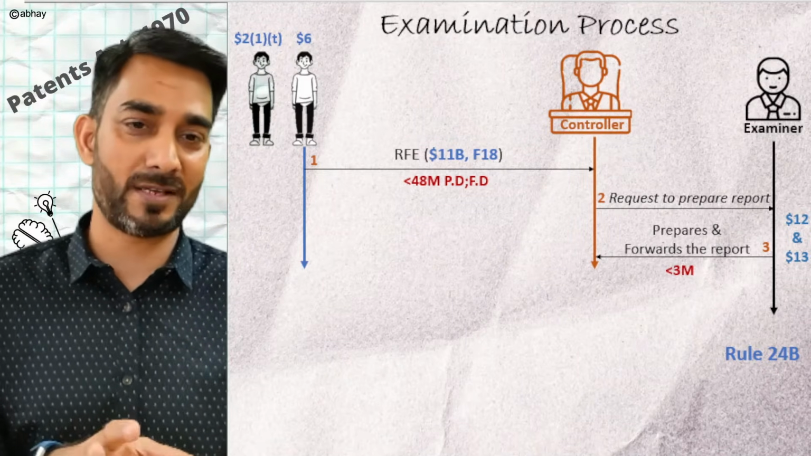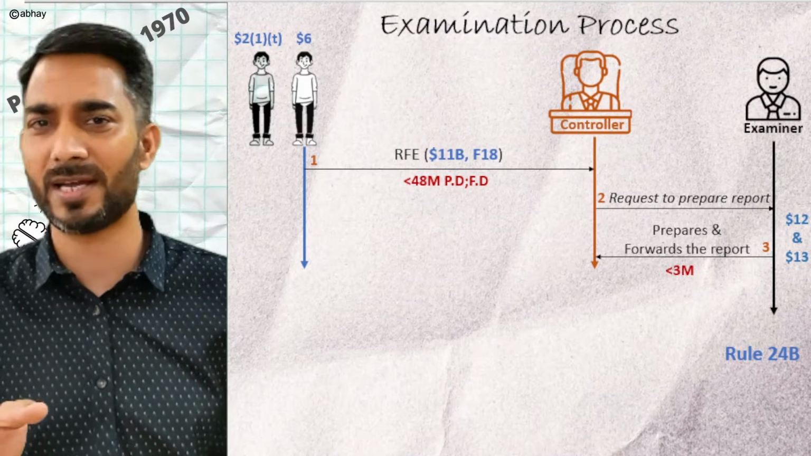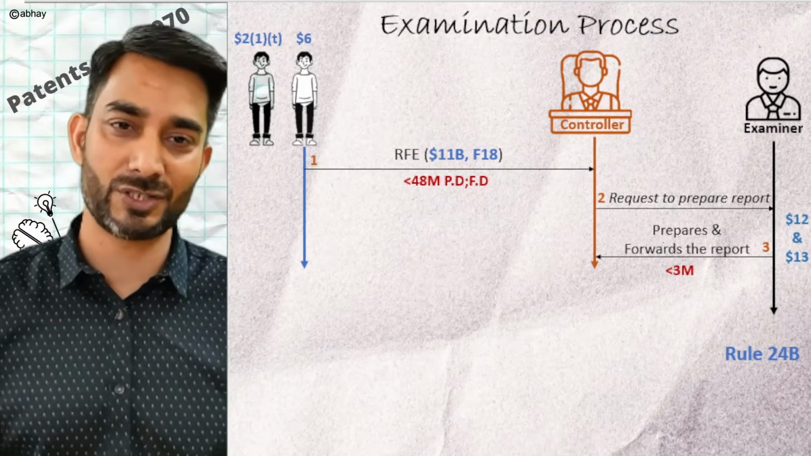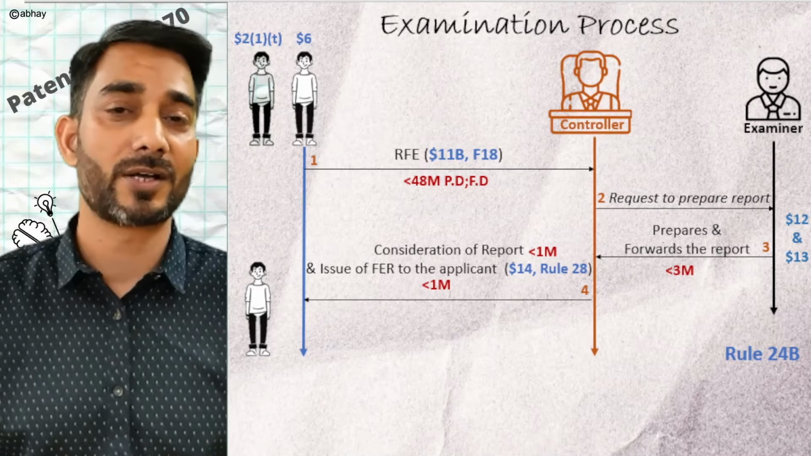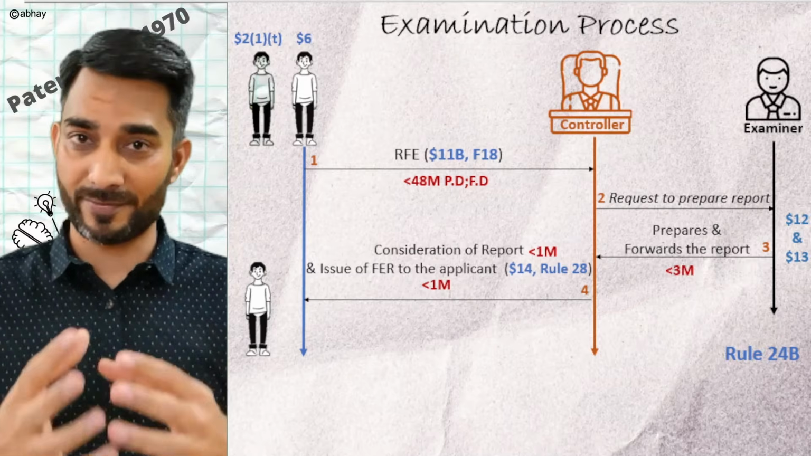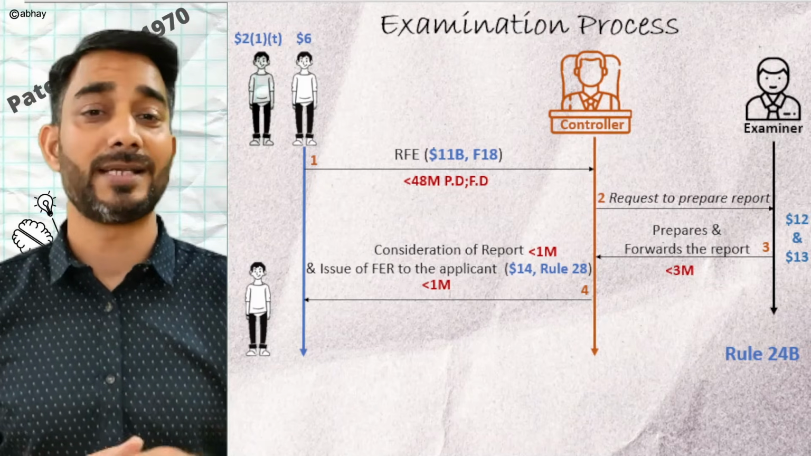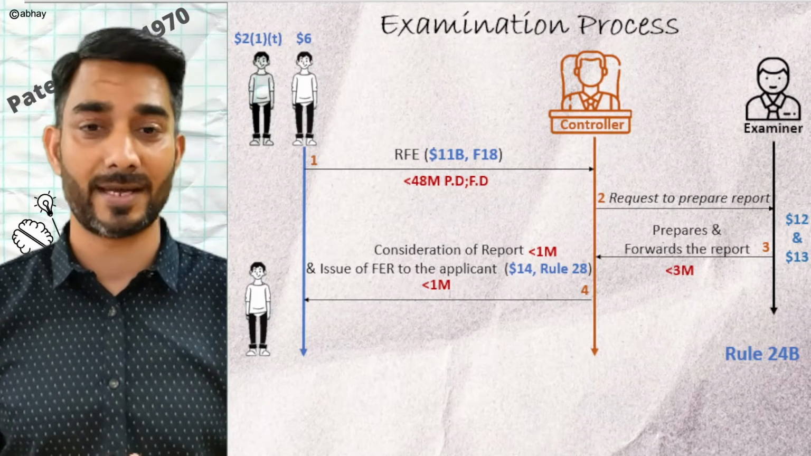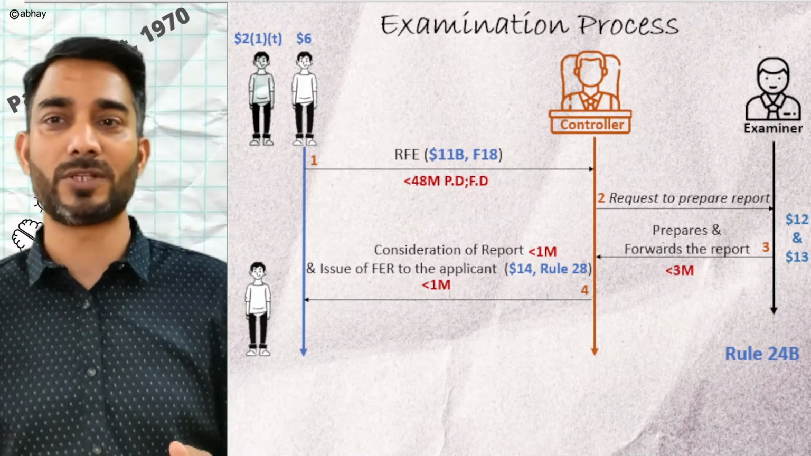The examiner is required to prepare the report within 1 month, but not later than 3 months. So between 1 and 3 months, the examiner should be able to provide the report to the controller. Now at this stage, we are back to the controller's desk. So under section 14, the controller is required to consider the report and generate an FER which will only include the gist of the objection raised by the examiner. Now as per the timeline, the controller is required to review the report within 1 month and dispose of the application in 1 month from the review date.